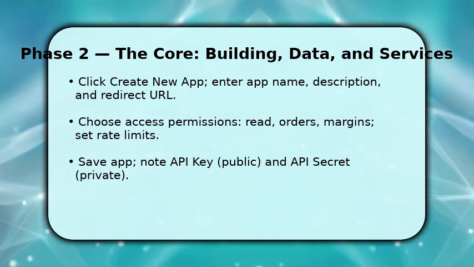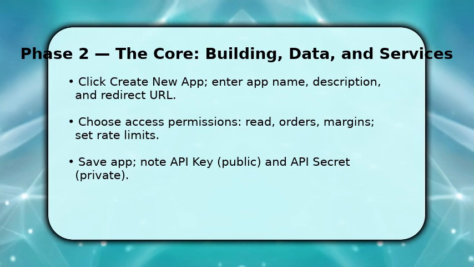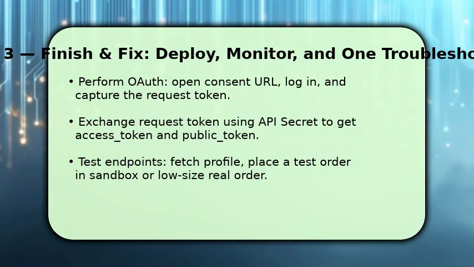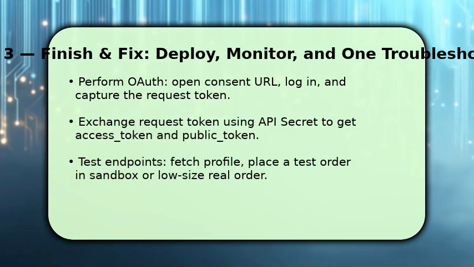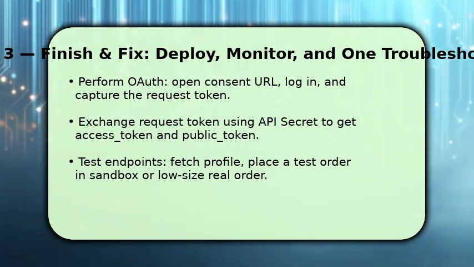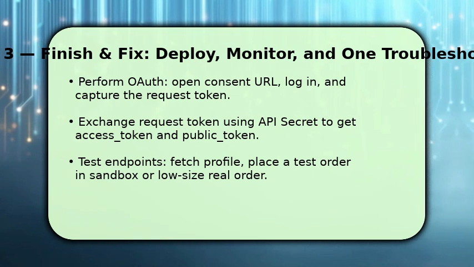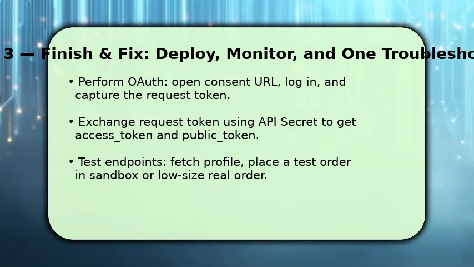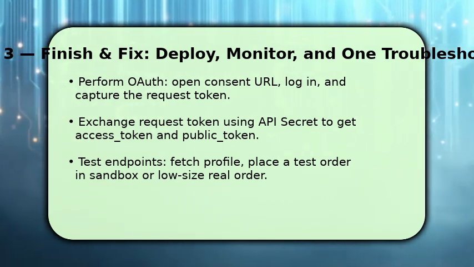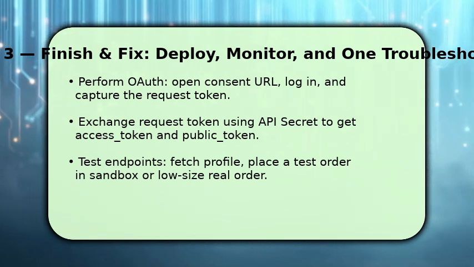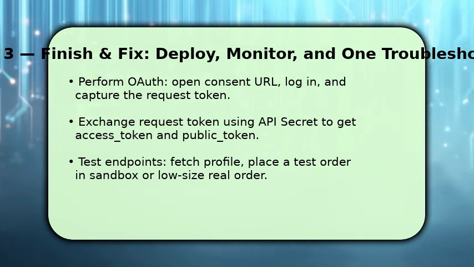Finally, generate the session token. Open the consent URL, log in, and capture the request token returned to your redirect URL. Then exchange that request token along with the API secret to obtain the access token. Once you have the token, make simple calls, fetch your profile and list instruments to confirm connectivity.